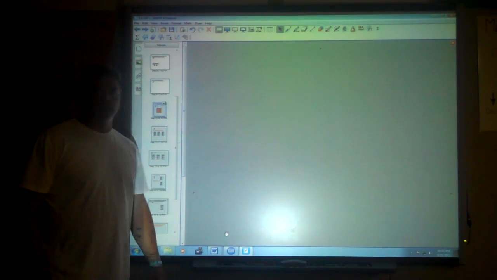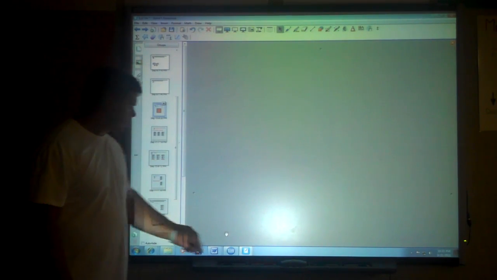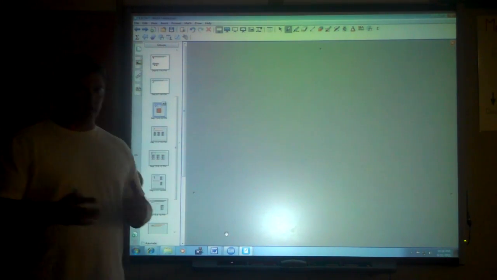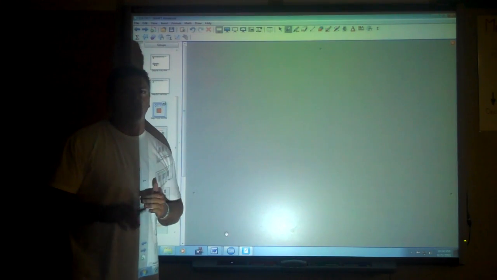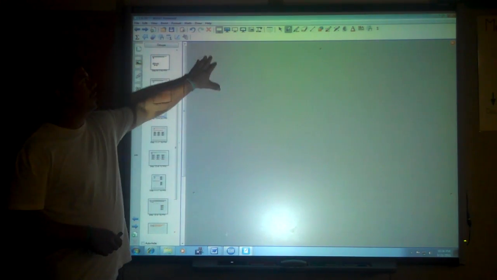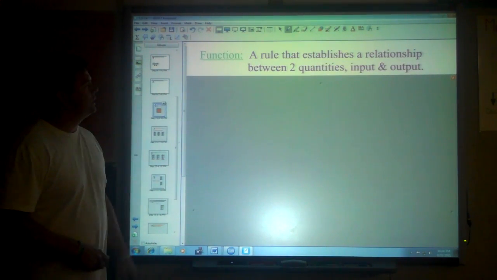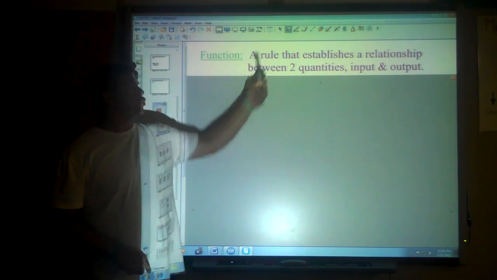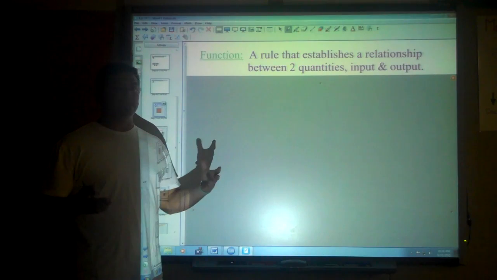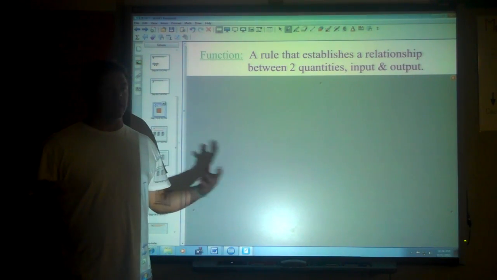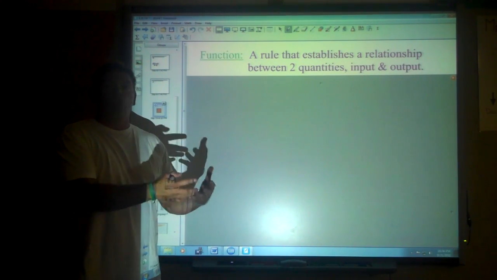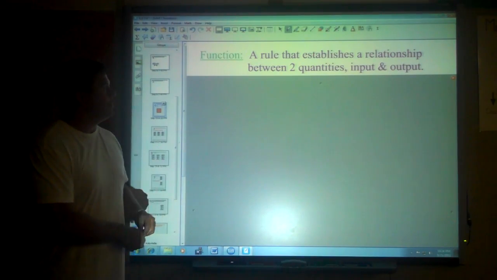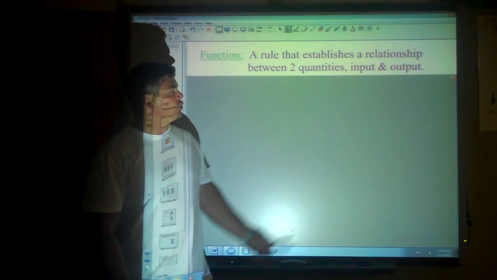Intro Algebra Lesson 1-7A. Today we're going to talk about something that can be a little bit complex. I'm going to try to make it as simple as I can, and that is what's called a function. Now that's a really fancy sounding word, but basically what it means is it's a rule. And that rule could be really easy or that rule could be really complicated. It changes. It all depends on the function that you're working with. All right? But it's a rule that establishes a relationship.